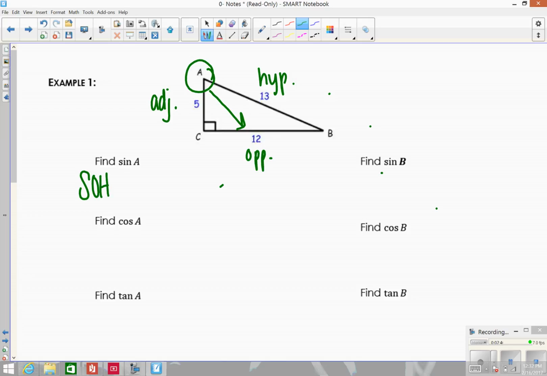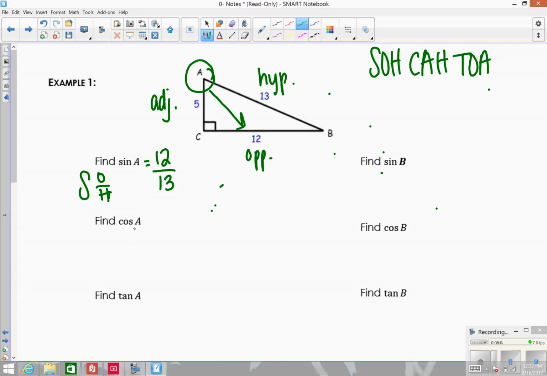So if I'm saying find sine of A, well, that's your SO. Remember SOHCAHTOA. SO stands for opposite over hypotenuse. So sine of A is going to be the opposite side, 12, over the hypotenuse, which is 13. Then if I'm looking at cosine of A, here's my acute angle. Cosine is CAH, so cosine equals A over H, which means cosine of A is equal to the adjacent side over the hypotenuse, which is 13.